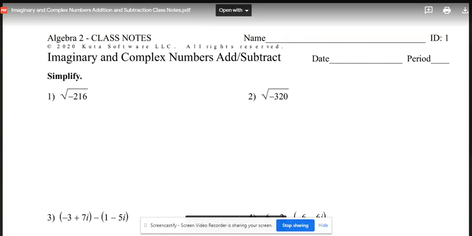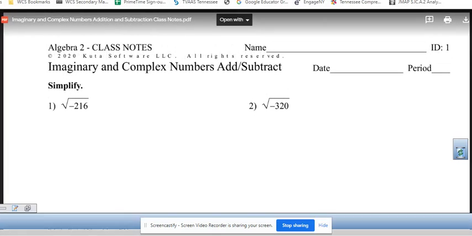Today we're going to talk about imaginary and complex numbers and how to add and subtract them. So you're probably looking at the word imaginary and wondering, what in the world are we actually talking about? I was just getting used to variables.